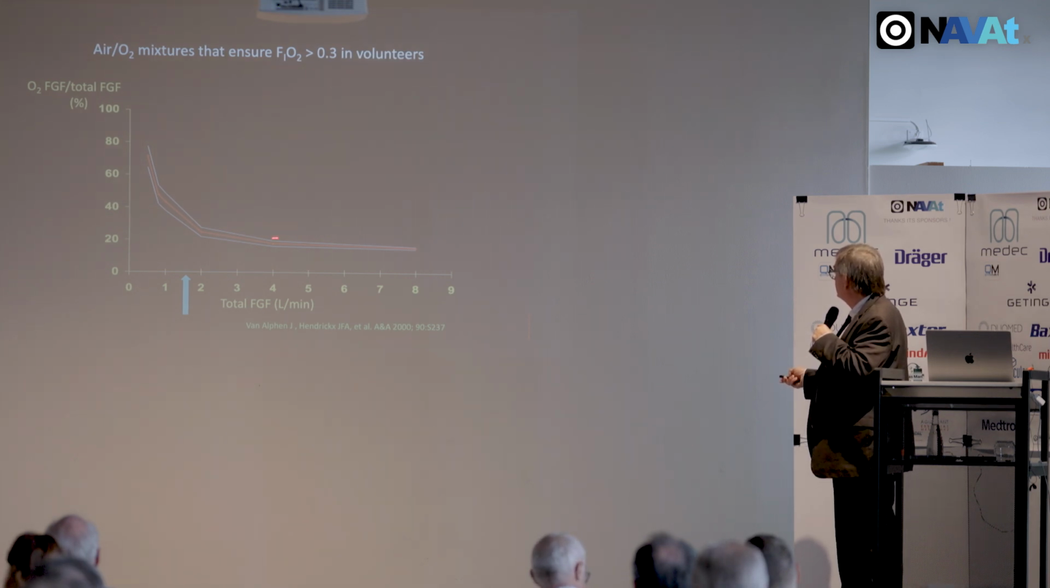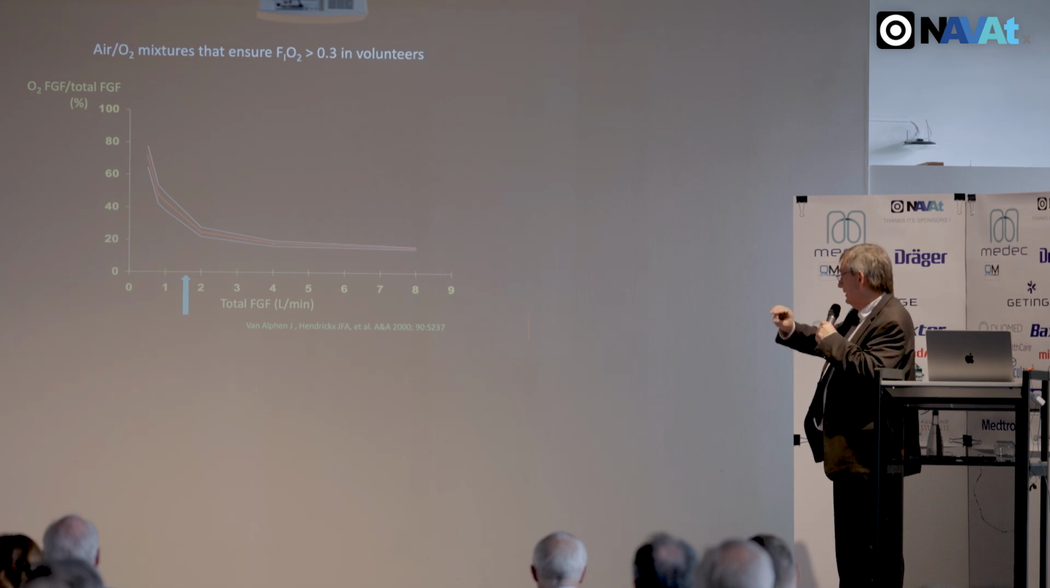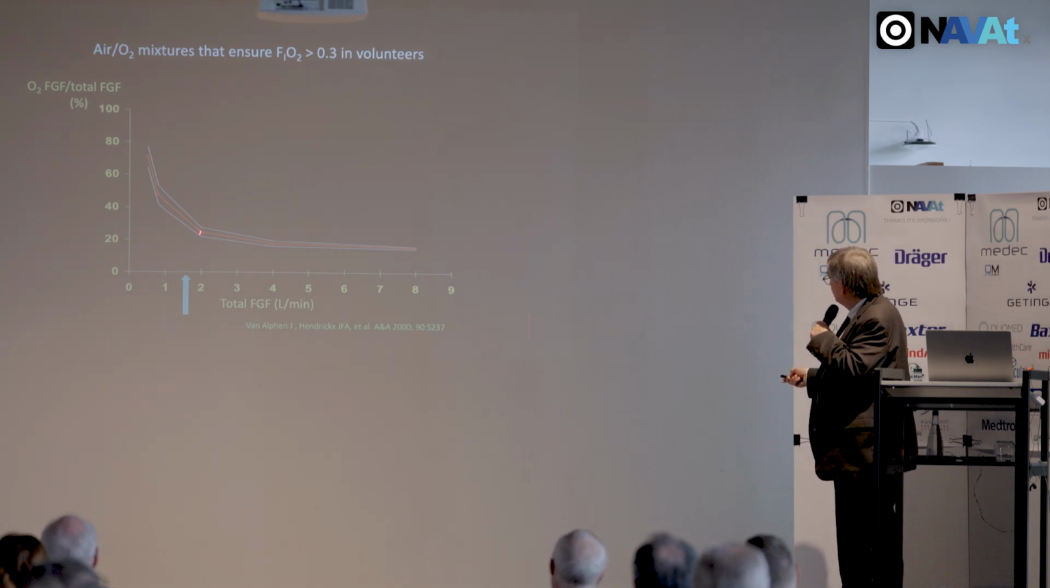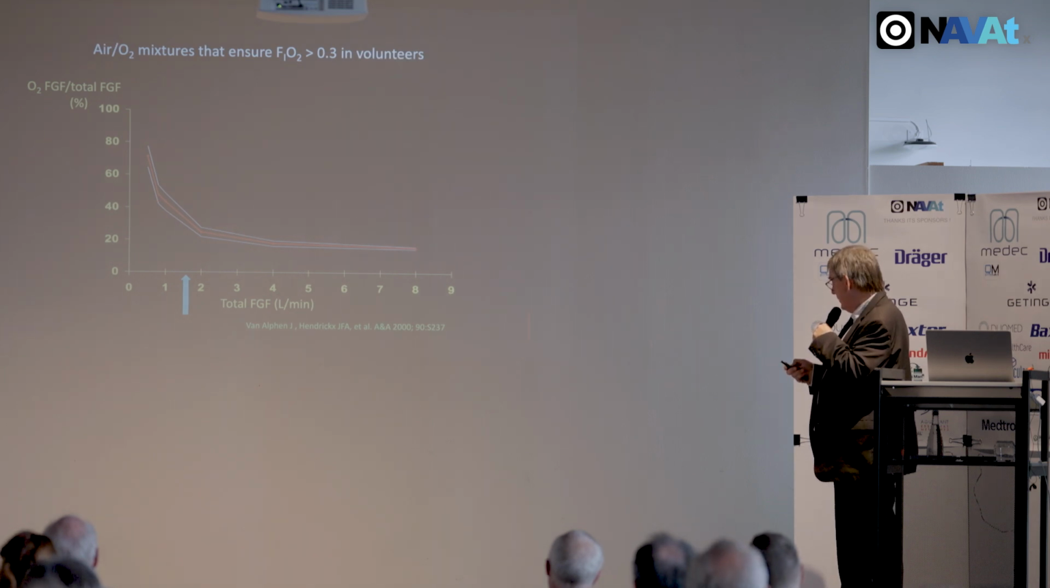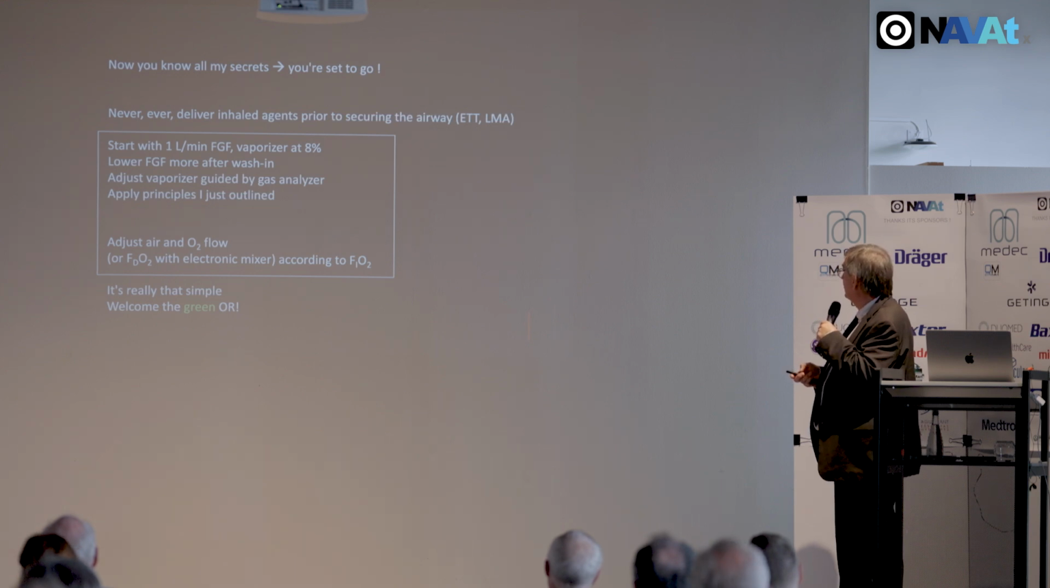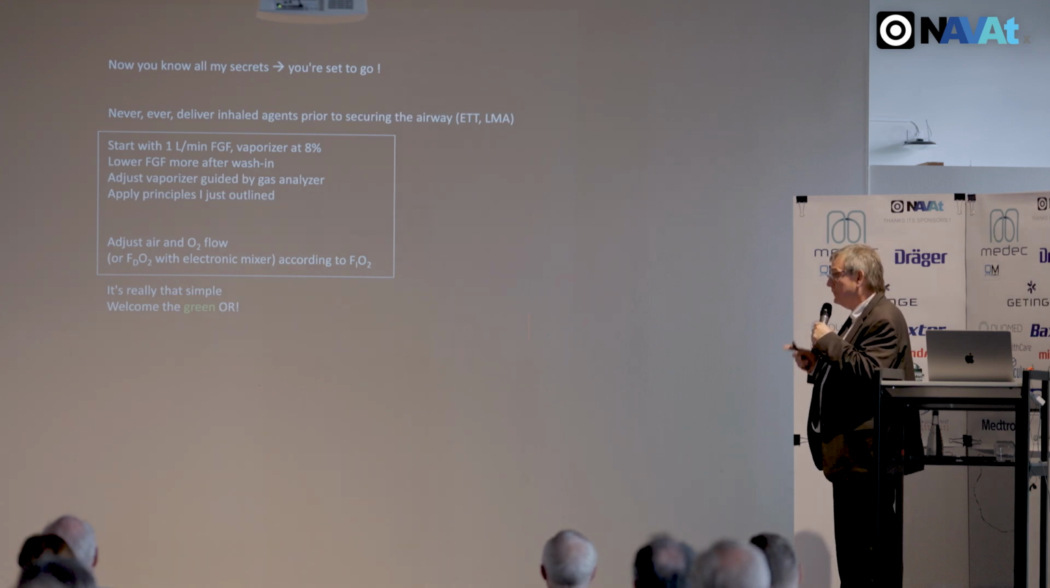So this is what you have to do: adjust the flow meters to make sure that you maintain 30%. And you can see here that once the fresh gas flow drops below 1.5 liter, and especially below 1 liter, that's where you really have to make the major adjustments. But once you know this, it becomes really, really simple. These are all the secrets you need.